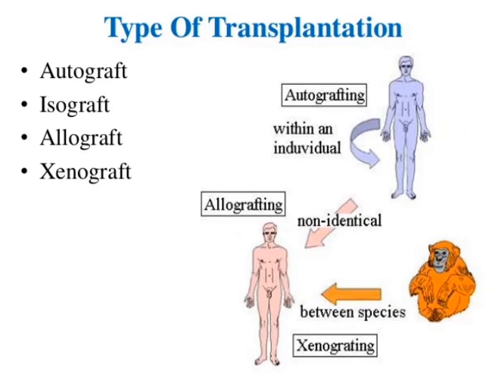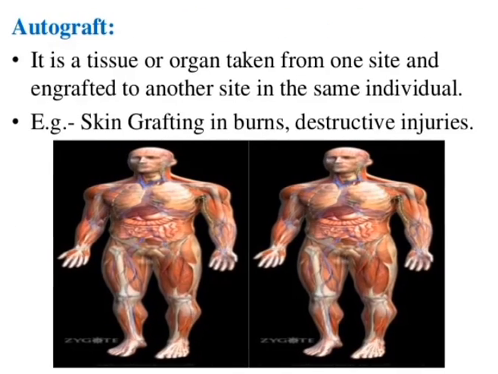Types of transplantation: autograft, isograft, allograft and xenograft. Autograft is within the individual, and xenograft is between species that are non-identical. Autograft is a tissue or organ taken from one side and engrafted to another side in the same individual. Example, skin grafting in burns and destructive injuries.